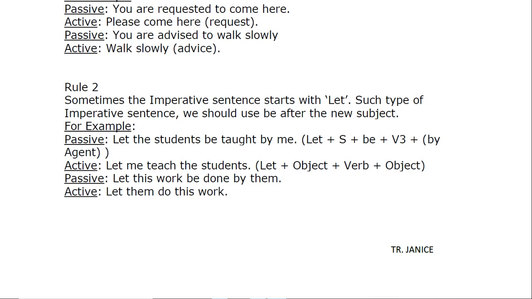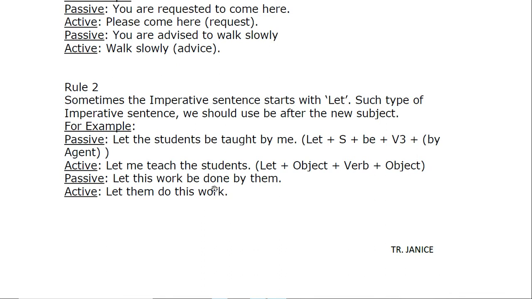Okay? Next one. Sometimes an imperative sentence starts with let. So at that time also we should use be before the new subject. So passive, here it's starting with let. Let the subjects be taught by me. So by me. So what are you going to do? You start with let. Instead of by me it becomes me. Then who is the subject? Here, me. Let me be taught, this is past tense. You have to make it into present tense. Let me teach. Whom are you going to teach? The students. So let me teach the students.